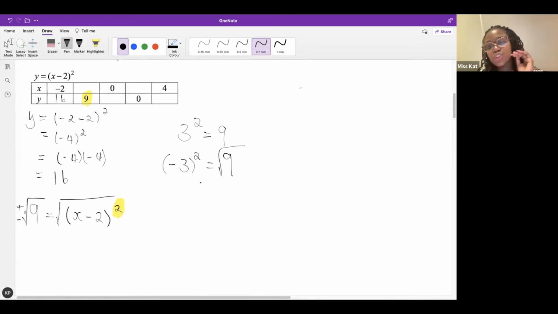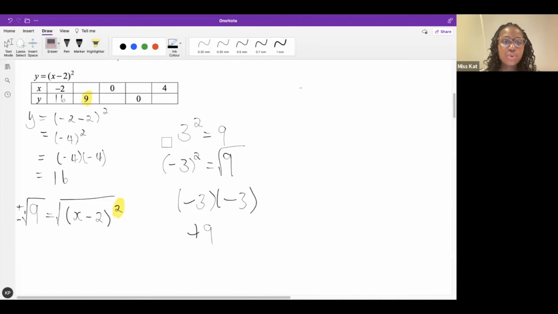So if you introduce a square root into a question, you have to say plus or minus. What's negative times negative? Negative 3 times negative 3. A negative times a negative is a positive. And 3 times 3 is 9. So if you introduce a square root in a question, remember to say plus or minus, because there are 2 different solutions for the square root of 9.